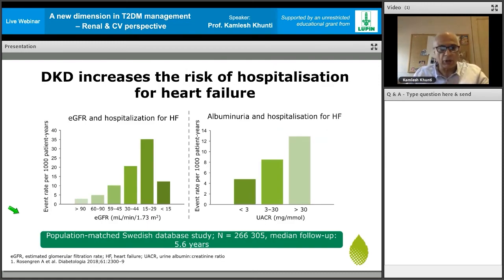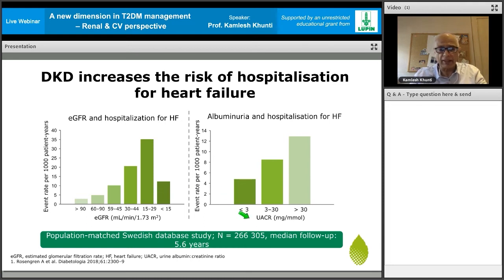This is looking at hospitalization, and what we see here is hospitalization for heart failure. And again, this is looking separately at EGFR and albuminuria. Left-hand panel, EGFR. As the EGFR decreases, you get increased hospitalization, up to EGFR of 15 to 19. These are rates per 1,000 persons per year. So 35 per 1,000 people would be admitted with heart failure if they had a low EGFR of 15 to 19. We see a reduction here, most likely because these people die before being admitted to hospital.